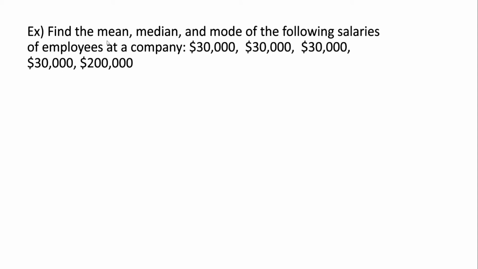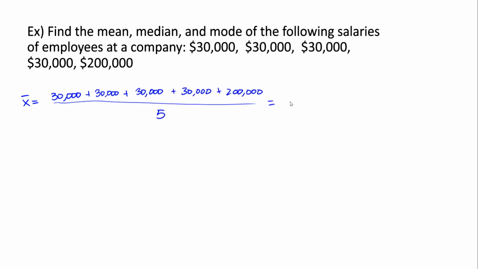Let's look at an example here. We'll find the mean, median, and mode for the following salaries at a company. Then we'll talk about which measures of central tendency are the best representatives for this data set. So first we'll find our mean. So this is 30,000. We have that show up 1, 2, 3, 4 times. And this ends up becoming $64,000 for our mean.